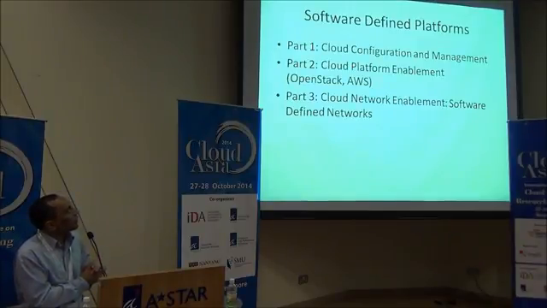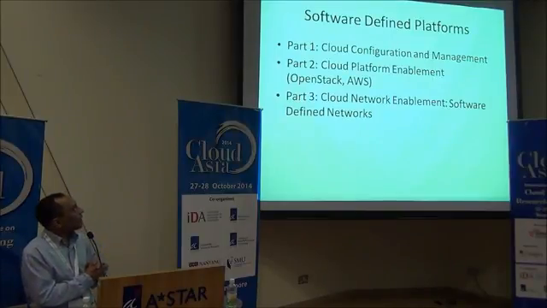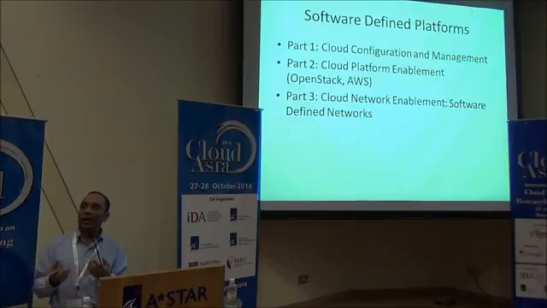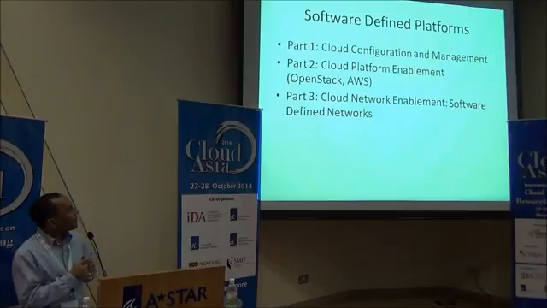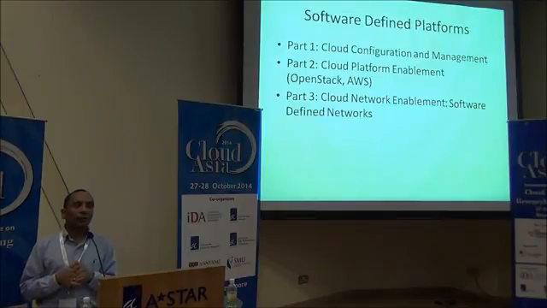The first part is cloud configuration management. What's happening in that space? The second part is cloud platform enablement. First I look at the OpenStack part, and then I give an example of what's happening in the Amazon equivalent of that. The third part is the software-defined network. What's happening in that space to make the network more configurable? This is very key. Why network?